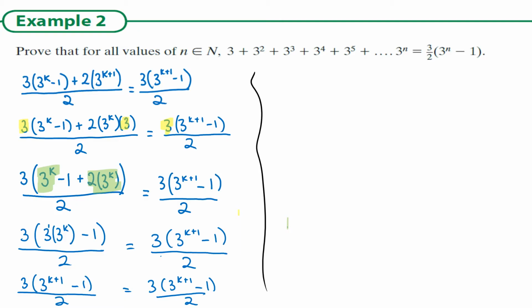So what we've just proved, therefore, P(k plus 1) is true. So that step 3 is where all that work is. So it's the step 3 that you need to focus on.